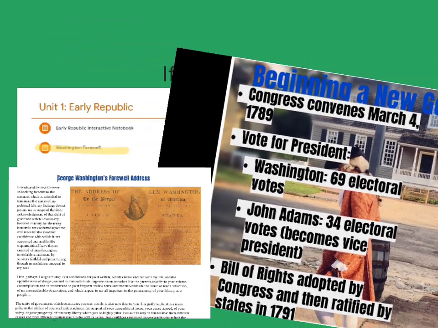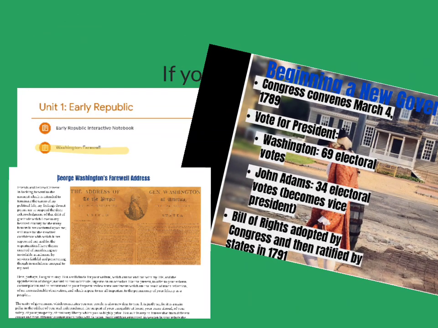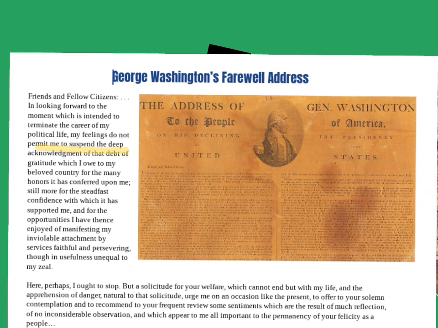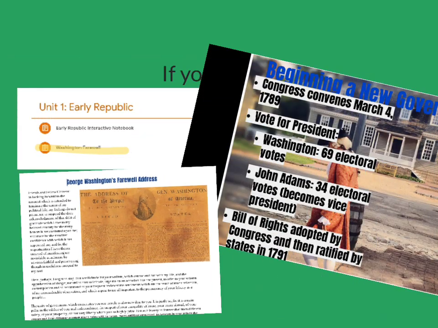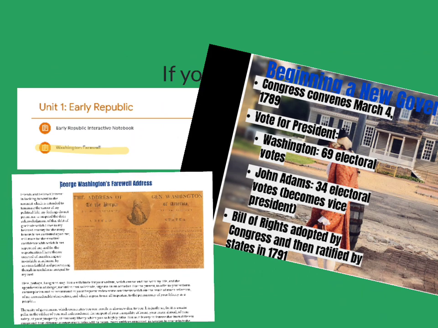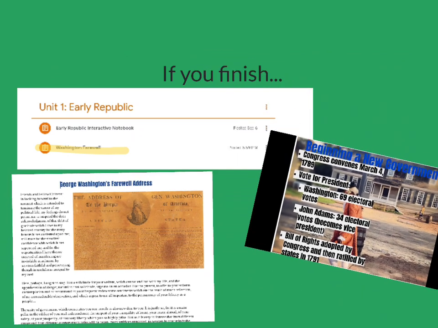What you want to do is read it, and there are some questions at the end. This relates back to the slide that we saw last week during our notes, how Washington won the election with 69 votes. John Adams took second with 34, and as we found out, the person who took second place for president ended up becoming vice president. What George Washington's farewell address says is, make sure we don't have political parties. Read that article, and there are some questions at the end. But like I said, that is if you finish.